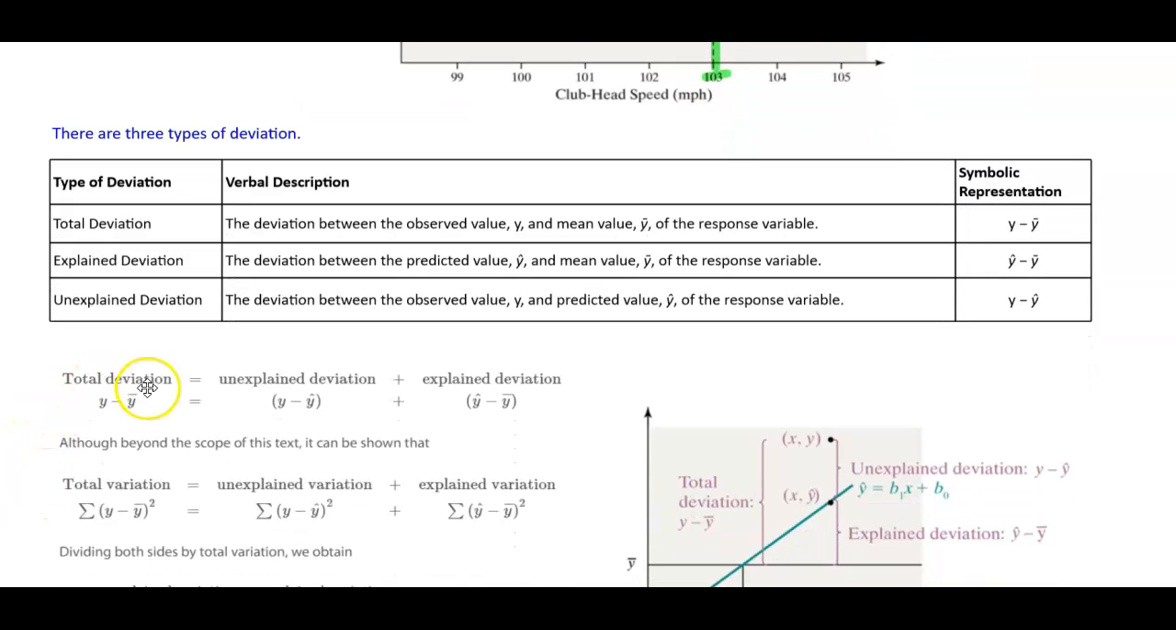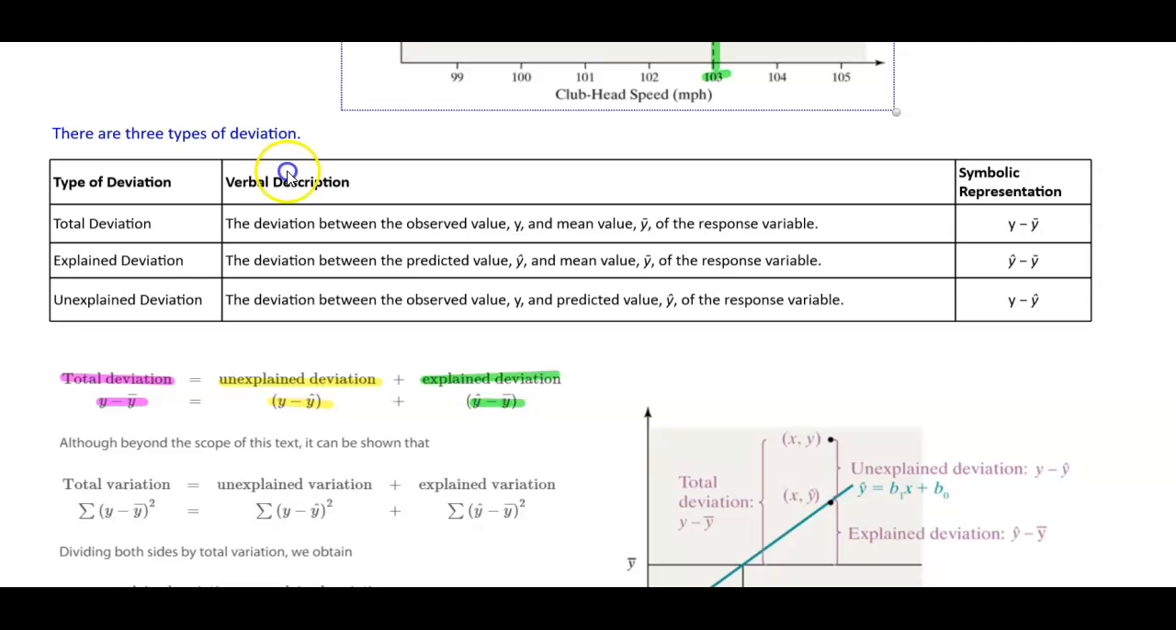Now, in order to find the total deviation, which is y minus y bar, it's going to equal the unexplained deviation plus the explained deviation. So, again, let's take a look at that here. We know that the total deviation is going to equal the unexplained deviation plus the explained deviation.